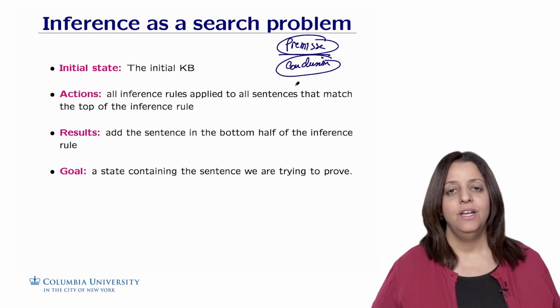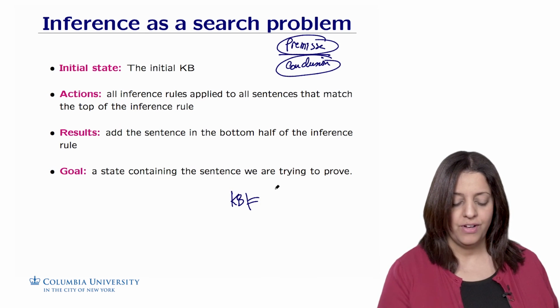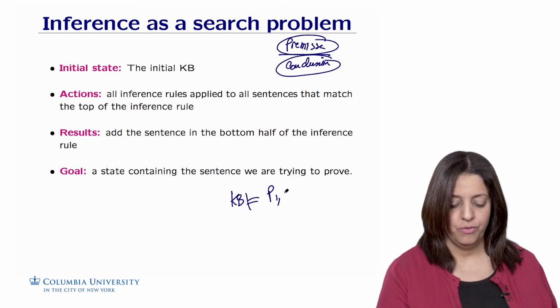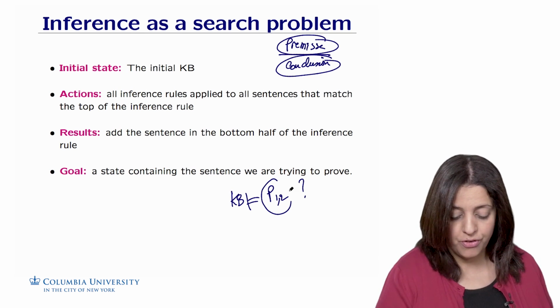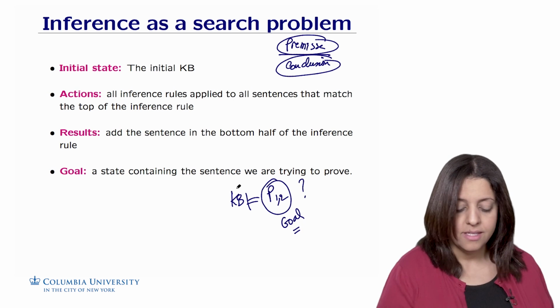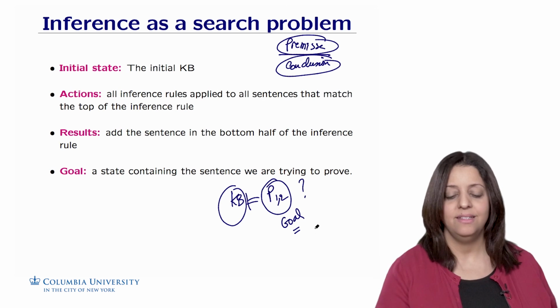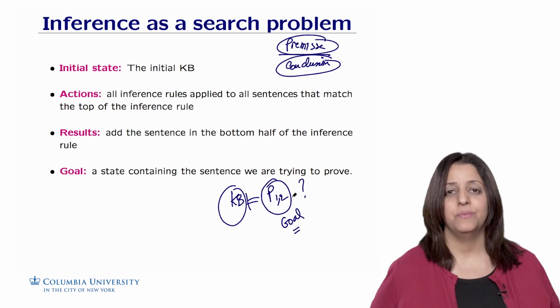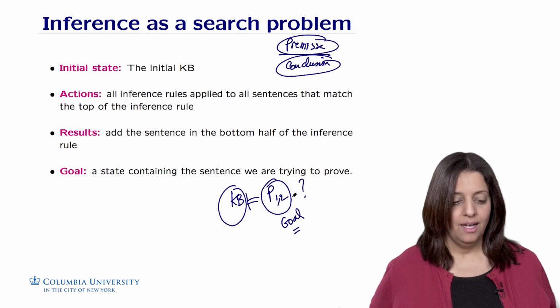Now the goal would be a state containing the sentence we are trying to prove. For example, in the previous example, I wanted to find whether the KB entails P12, P21, P22 or P11, the four possibilities. Suppose I wanted to know whether KB entails P12. I just need to focus on this one as the goal. Start with the KB as the initial state and try to apply all possible rules until I reach P12 or the negation of P12. So it's possible to use any search algorithm to reach the goal of doing inference just based on syntax, again without using any model checking.